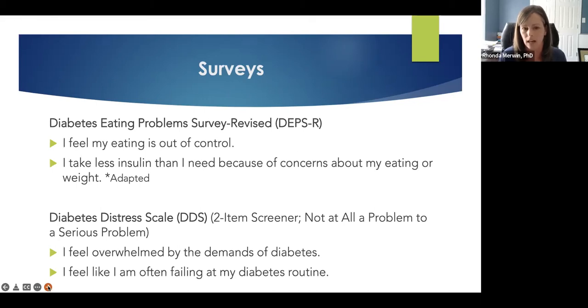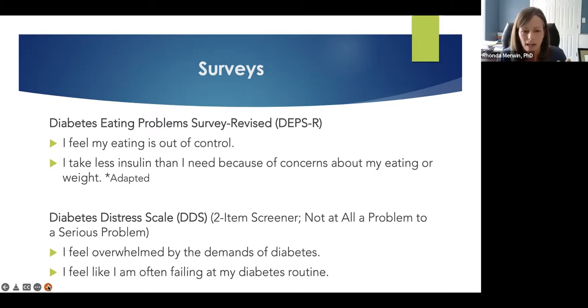It's actually 16 items, and there's not really a screener that's shorter. But in our work, we found that these 2 items, if you ask somebody whether they feel their eating is out of control, and whether they take less insulin than they need because of concerns about their eating and weight, then you're going to find most people that would elevate the full scale. Some people will endorse one of those and not the other. Some would endorse both. So we've used these 2 items as a screen.